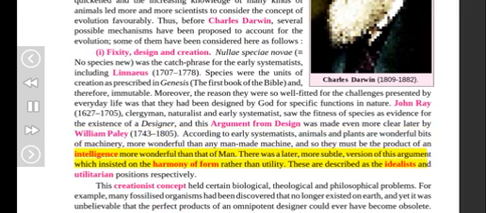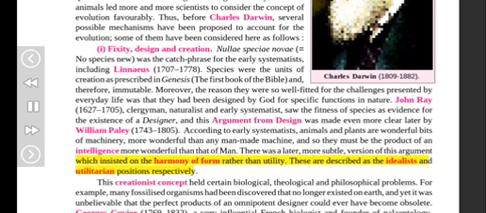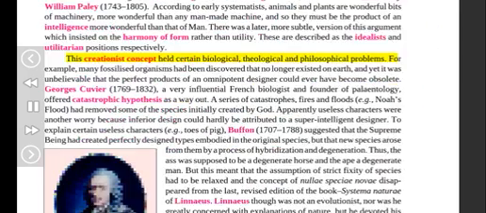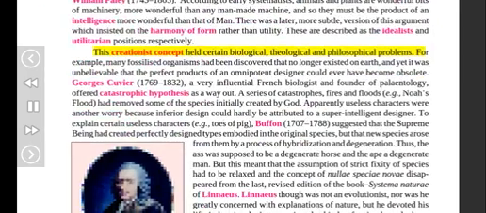There was a later, more subtle, version of this argument which insisted on the harmony of form rather than utility. These are described as the idealist and utilitarian positions respectively. This creationist concept held certain biological, theological and philosophical problems. For example, many fossilized organisms had been discovered that no longer existed on Earth, and yet it was unbelievable that the perfect products of an omnipotent designer could ever have become obsolete.